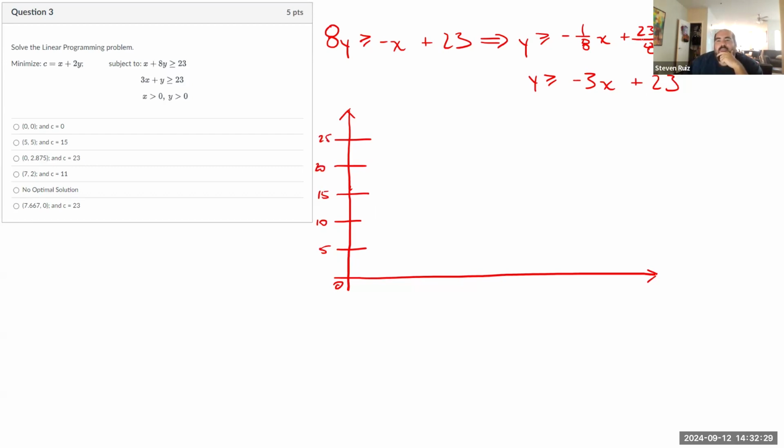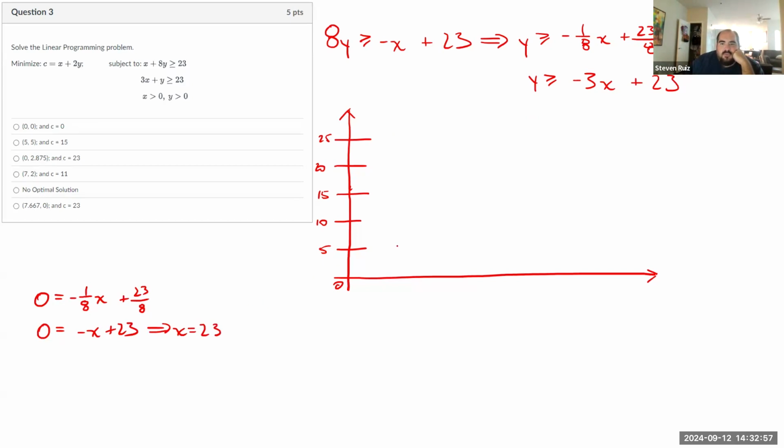What are my x-intercepts? So I believe if x is equal to 23 here, don't take my word for it. Let's actually solve it. So 0 equals negative 1/8 x plus 23 over 8. First thing I'm going to do is multiply the whole thing by 8. That'll clear all my fractions out. So 0 equals negative x plus 23. X is equal to 23.